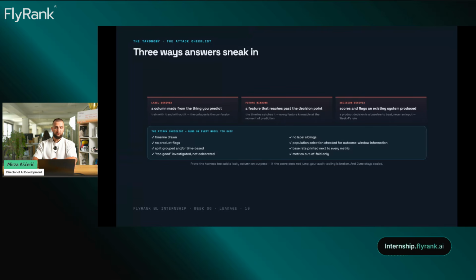Two, future information. This is any information that comes from after the model makes its choice. The timeline helps you find these. Three, information from another system that already made choices. The rule from before, which we paid for, is a starting point to beat, never something the model should learn from.